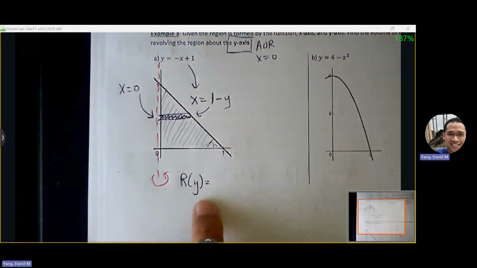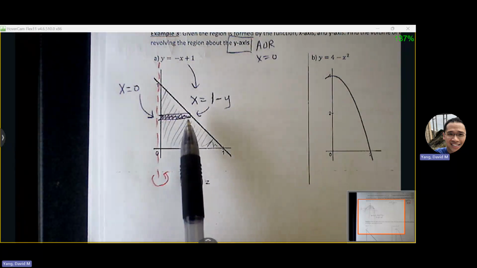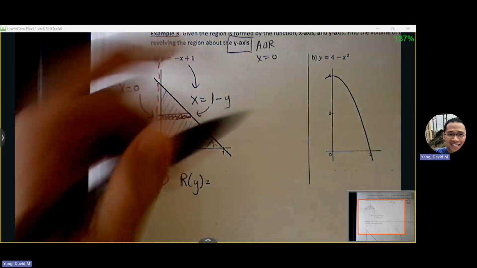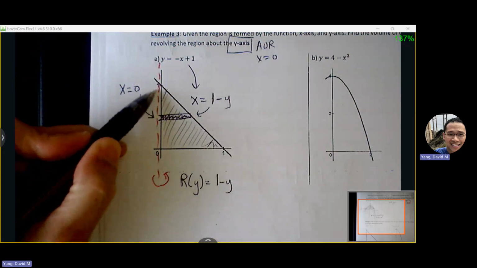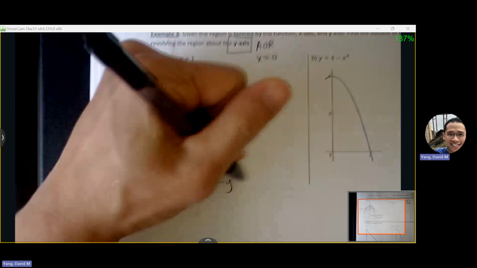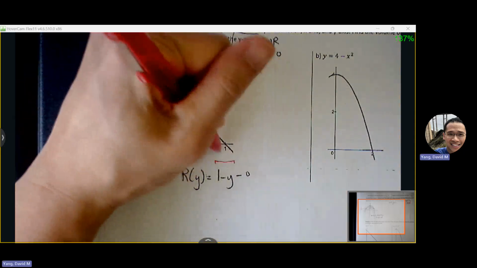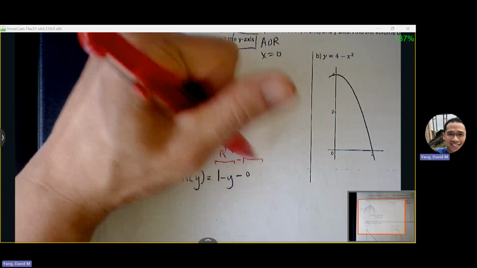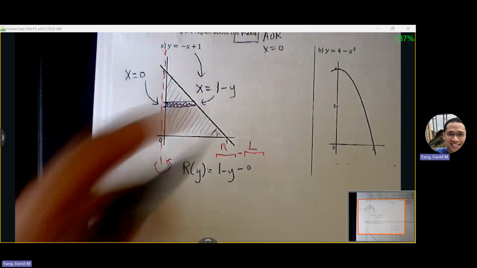All right, right minus left. So we look at what is the right boundary of our shaded region. It's going to be the 1 minus y. We're going to look at the left boundary of the shaded region, which is going to be 0. So it's going to be right minus left. This is my right. This is my left. 1 minus y is my right. 0 is my left. And so it's just 1 minus y.